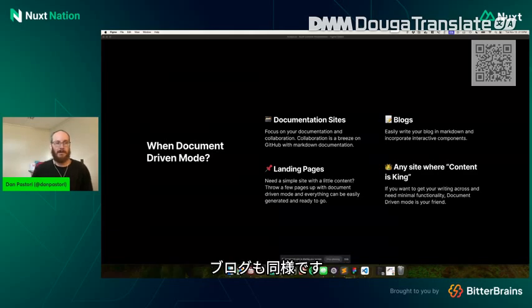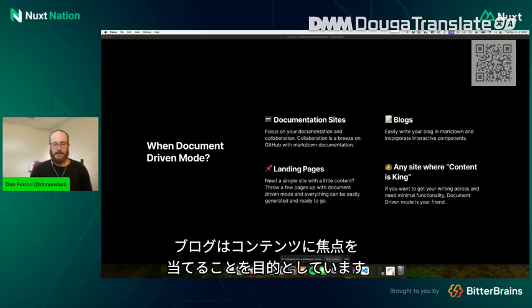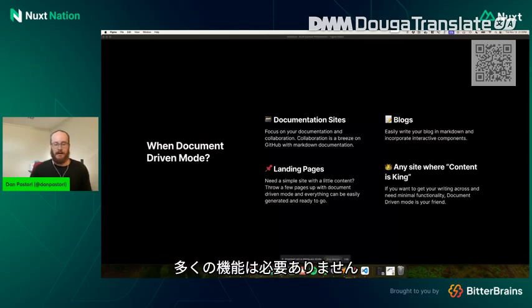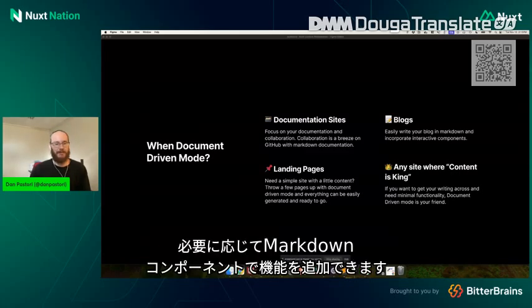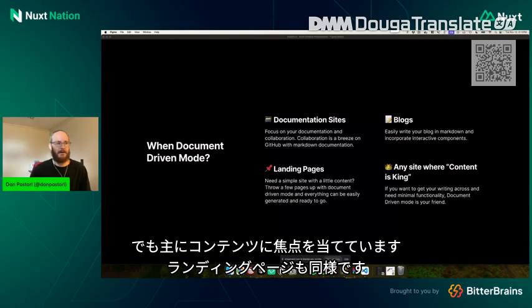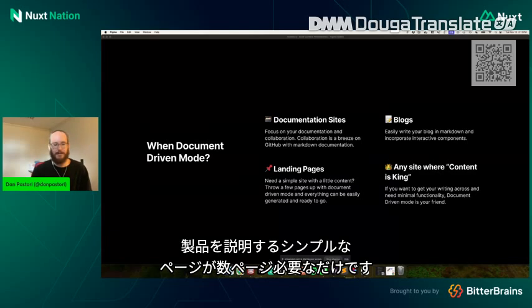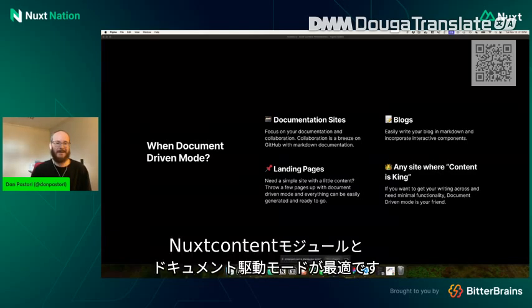Same with blogs. Blogs are meant to be focused on content. You don't have to have too much functionality. You can add that functionality with markdown components when needed, but it's mainly focused on your content. And same with landing pages. You need a simple site with a couple pages that describe your product. The Nuxt content module and document-driven mode is the way to go.